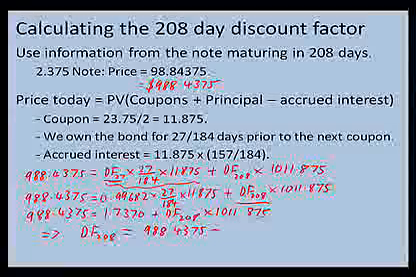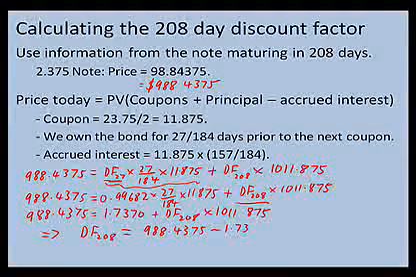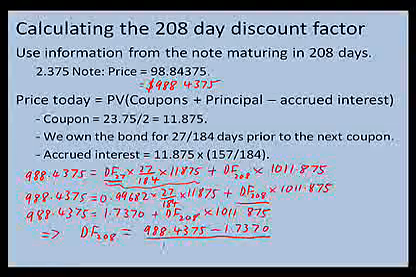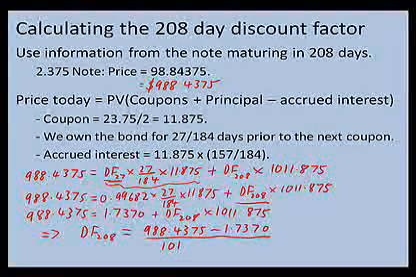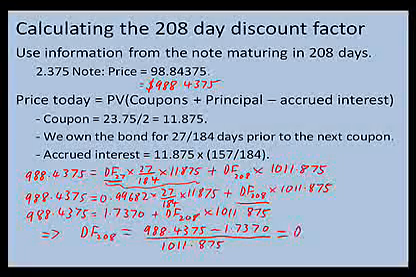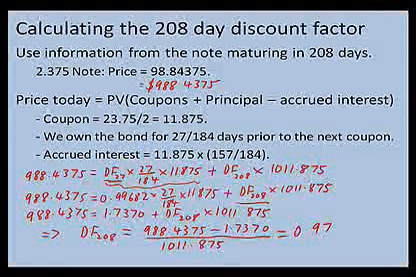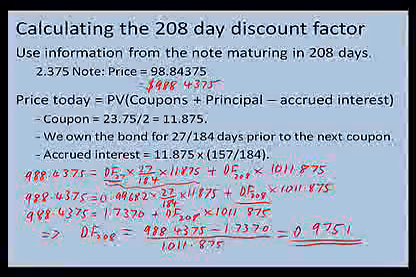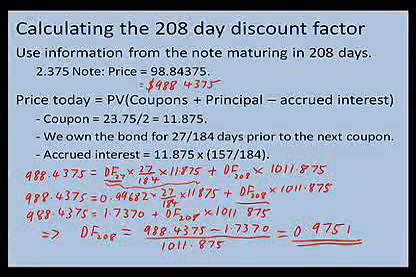988.4375 minus 1.7370, all divided by 1011.875, which equals 0.9751. That's the discount factor for 208 days.